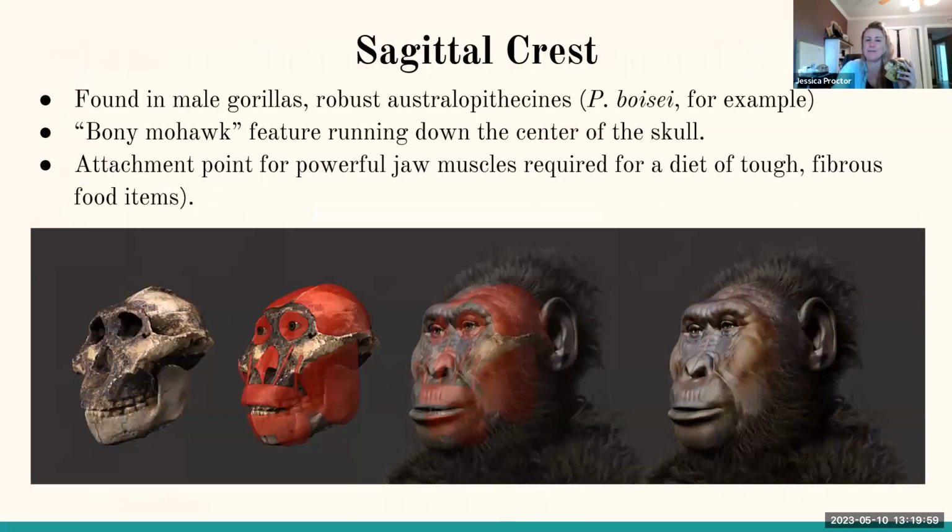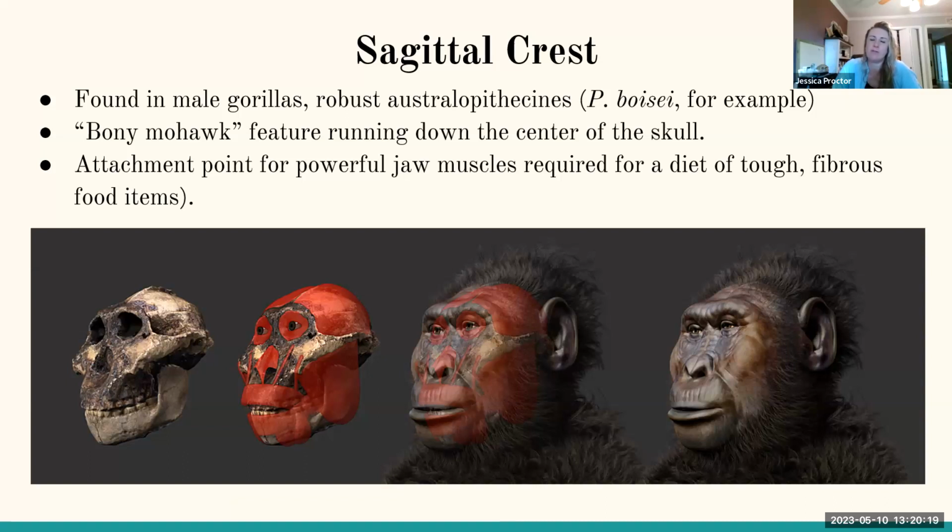All right, next feature. This one's an easy one. Sagittal crest, the bony mohawk. This one's easy to identify, in my opinion. We've talked about this one before. We talked about it in Unit 2 when we looked at the male gorillas. We saw the bony mohawk feature, but we also see this in the robust Australopithecines.